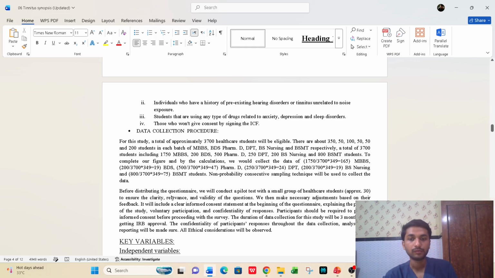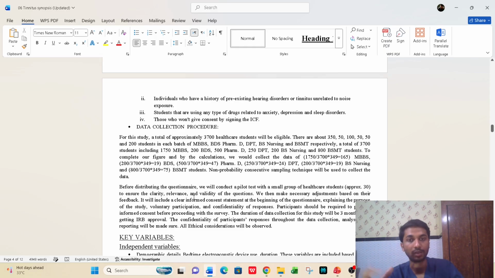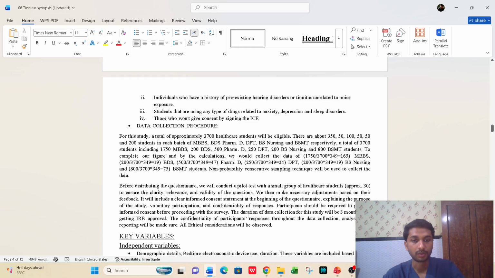Okay. Before distributing the questionnaire, you have to run the pilot study as well. Now, what is a pilot study? In a pilot study, you are basically testing whether the study could be applicable to your desired population or not, or whether there could be certain sorts of bias or not. Okay. You have to mention the duration of data collection after getting the IRB approval. You must mention that you collect data after getting the IRB approval. That sounds ethical.